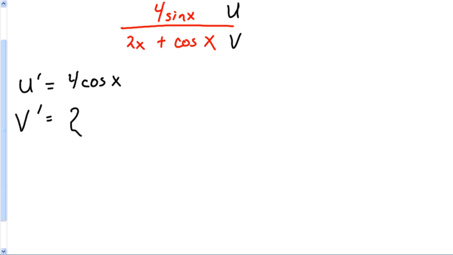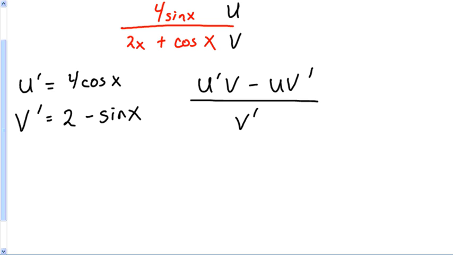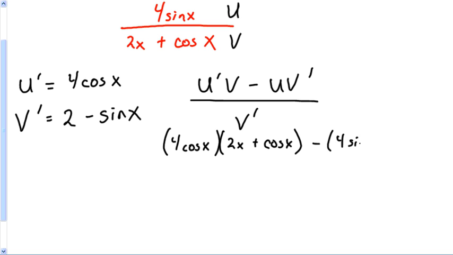Oh my goodness, my screen just got jammed up on me. So let's see. The next one, this would be 2 minus sine x. And there's what we got. So now we can come back. U prime v minus u v prime over v. So u prime is 4 cosine x times v, 2x plus cosine x. Oh, it just gets uglier. Minus u, which is 4 sine x, times v prime, which is 2 minus sine x.